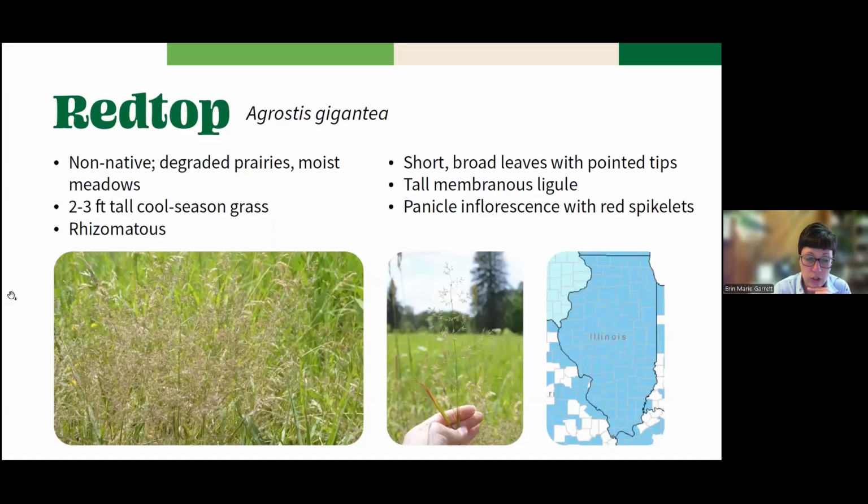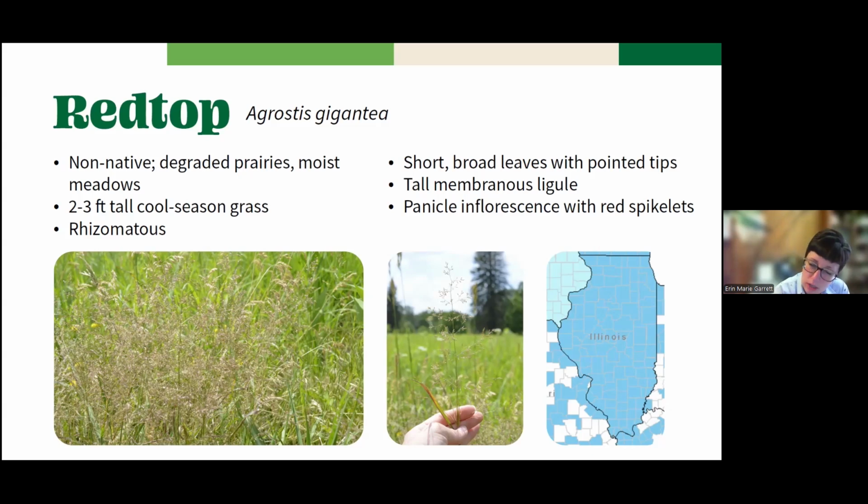We're going to move on to Redtop, which is kind of a bluegrass look-alike, except for that color. But that color isn't always super reliable at every stage of growth of this grass. So redtop, another non-native, found in every county in the state. It likes more lower quality prairies or prairie restorations. It can handle some more moisture in the soil. And like the ones we've been looking at, is a cool season grass.